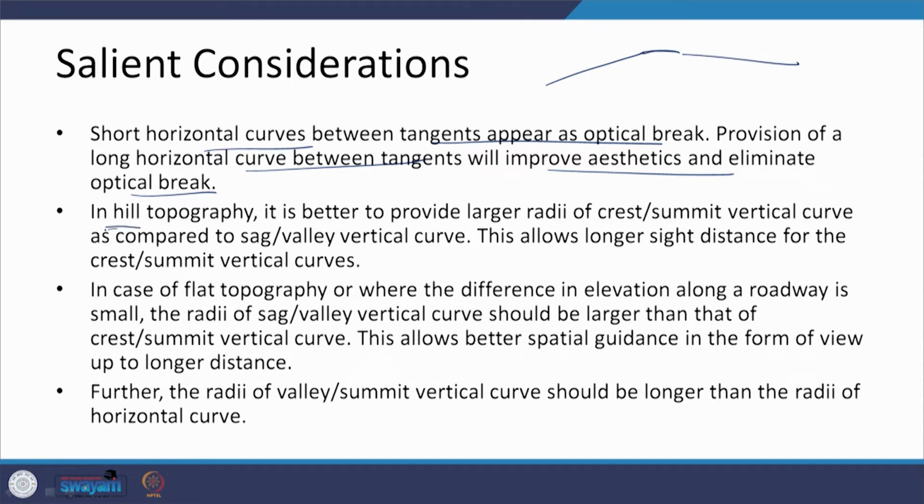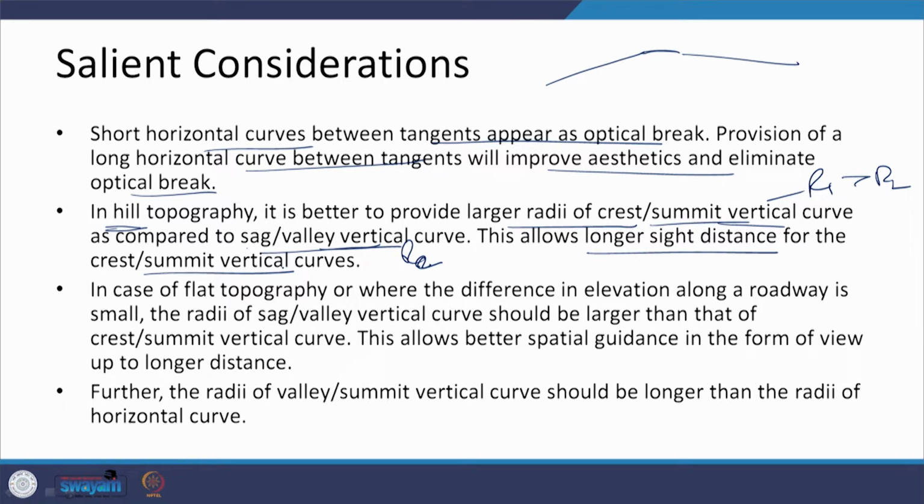In the case of hills, it is always better to have a larger radius for a summit vertical curve as compared to the valley vertical curve. So, if this is R1 and this is R2, then R1 should be greater than R2. This is done because it allows a longer sight distance for the crest or summit vertical curves.